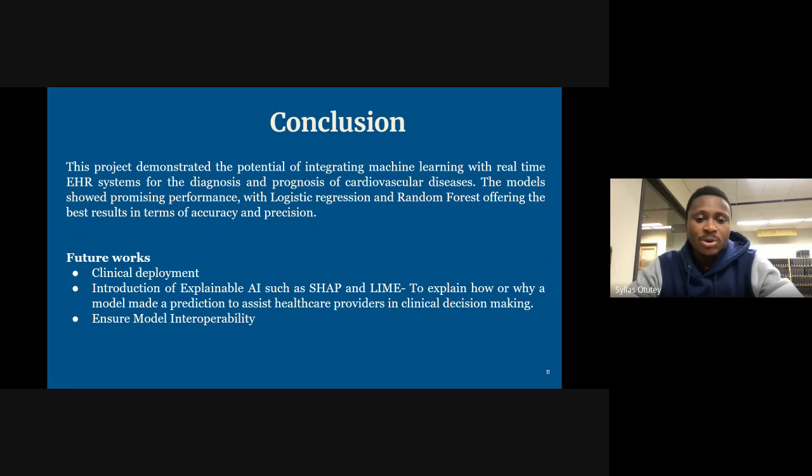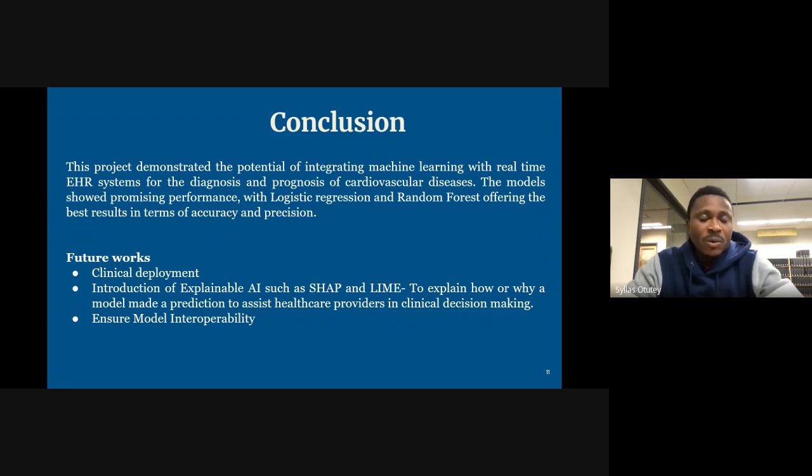In conclusion, the project demonstrated the potential of integrating machine learning with real-time electronic health record system for diagnosis and prognosis of cardiovascular diseases. The models showed promising performance with logistic regression and random forest offering the best results in terms of accuracy and precision.